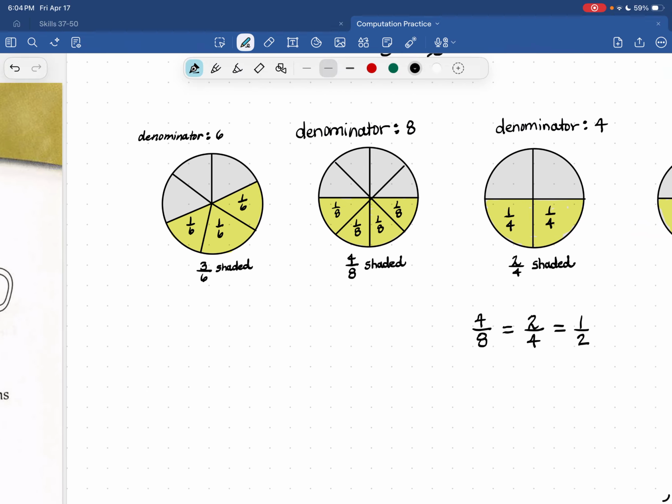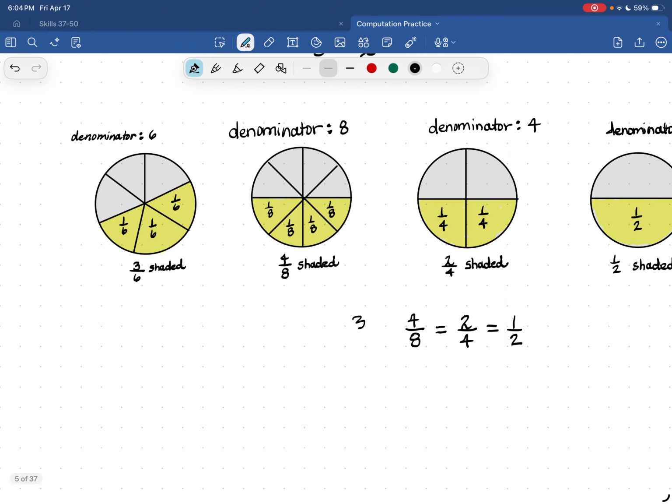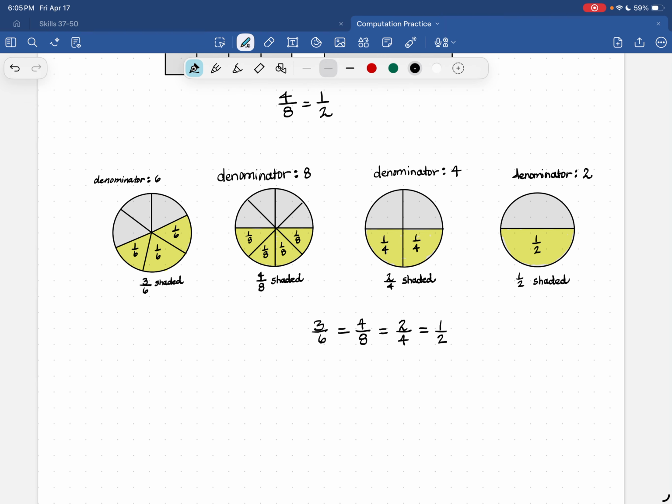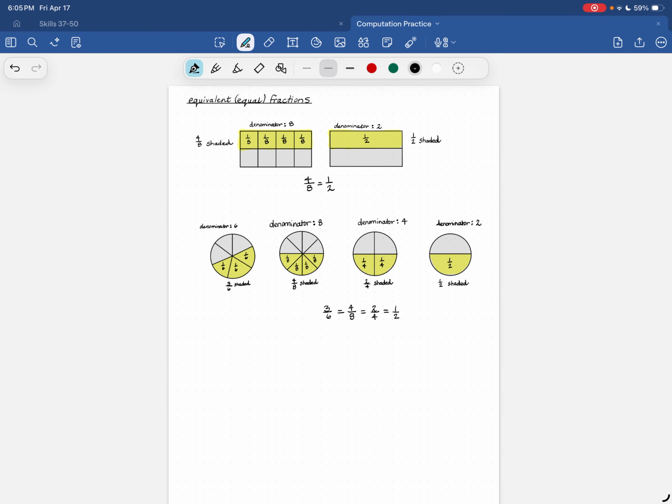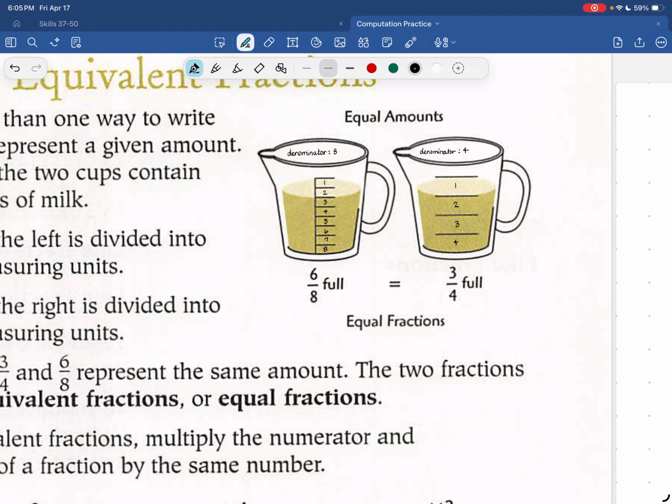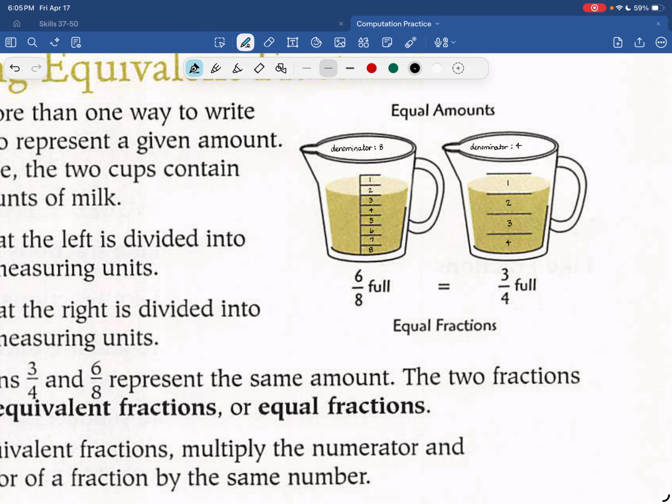So we could also say that 3/6 is an equal fraction to all of those. So equivalent fractions are important because they let us compare quantities, just like that measuring cup. Your cup has 6/8, mine has 3/4, but we have the same amount of chicken broth.